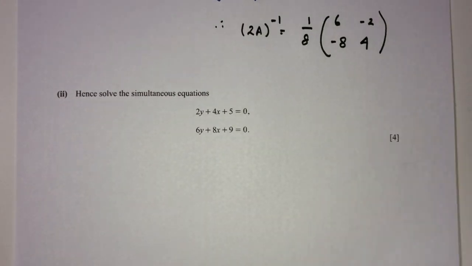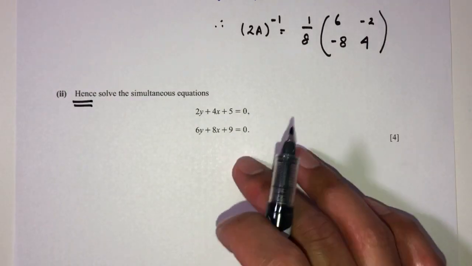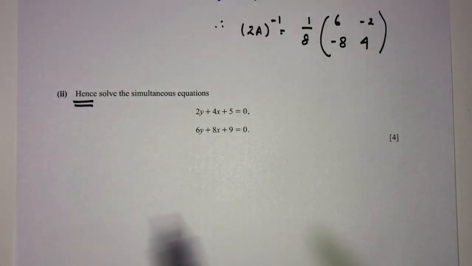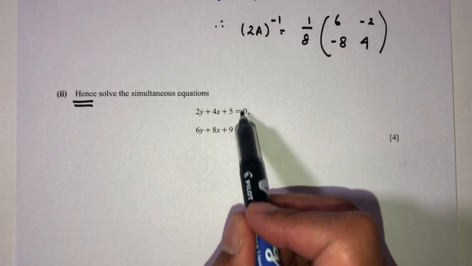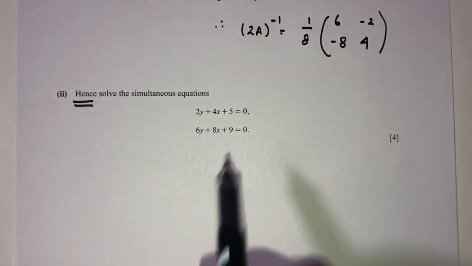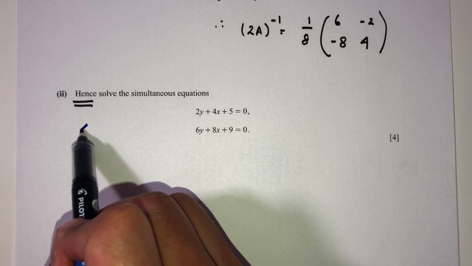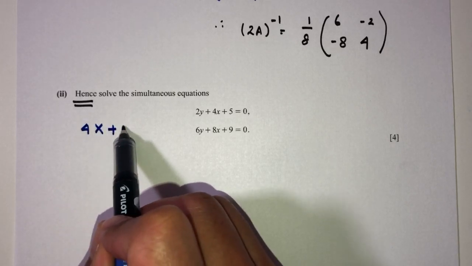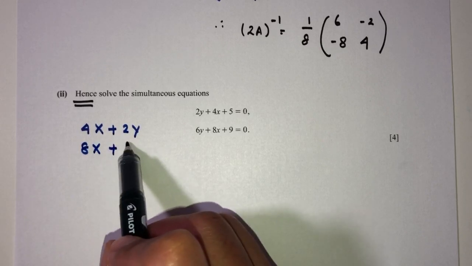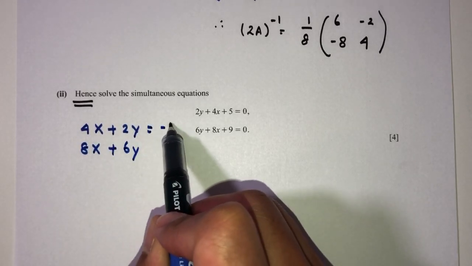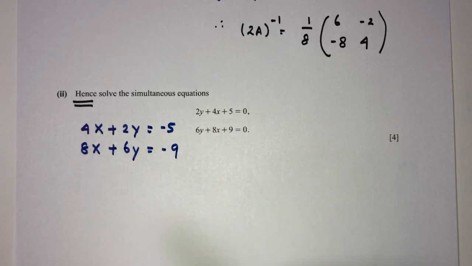Now for part 2, you can see here we say hence. Hence means we have to use this value here to find this solution. If you write this equation again, let's send this constant to one side and this one stay on one side. Let's put x first. You will have 4x plus 2y equal to minus 5, 8x plus 6y equal to minus 9.